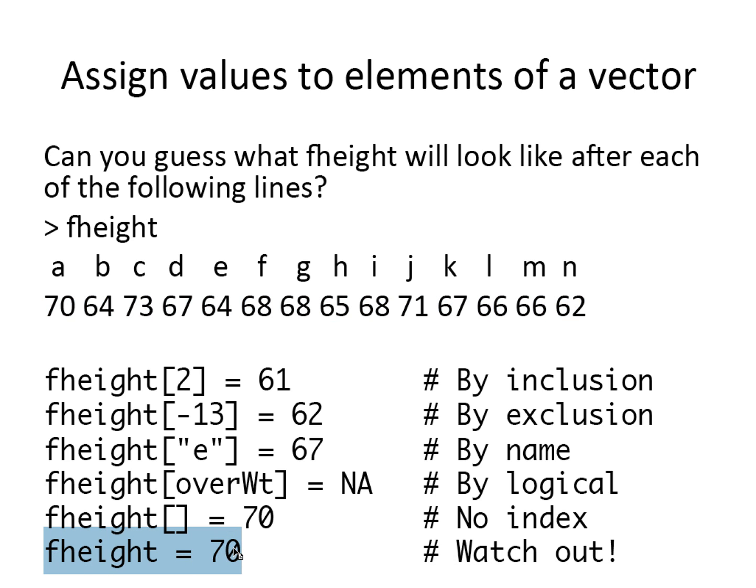This last one is a bit dangerous because you haven't given any index information here. So what it does is it says, I'm going to set this variable f height equal to 70. Now remember in the last lecture, we saw that R will overwrite values without even thinking about it. So what's going to happen here is it will say, okay, you want a variable named f height equal to the scalar 70, or the vector of length 1, 70, and it will go ahead and just do that, and it won't say, are you sure you want to overwrite your other data f height? It will just overwrite it. So that's something to be careful about.